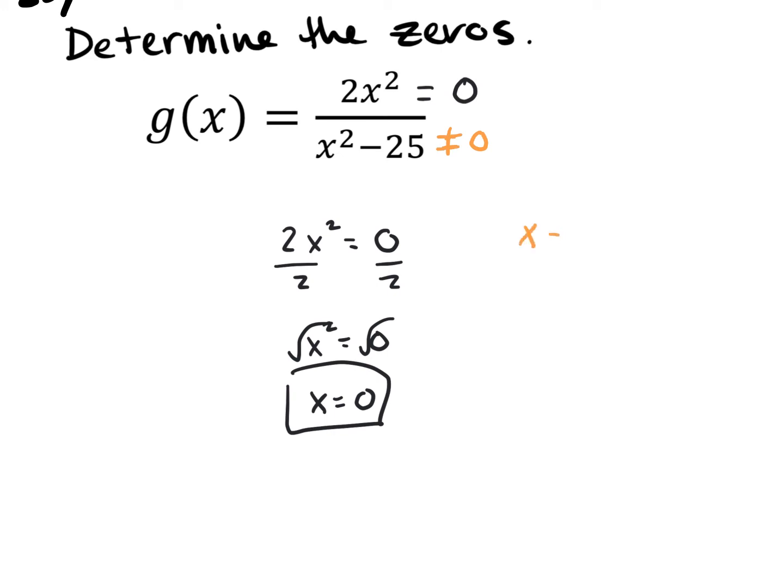So x cannot be plus or minus 5. But here, all it's asking for are the zeros, so what makes this 0. So all you need to do is set the numerator equal to 0.